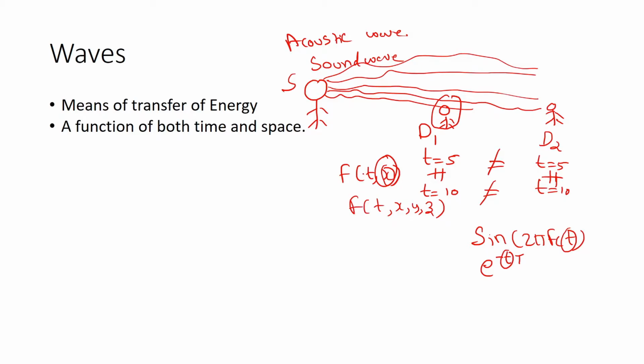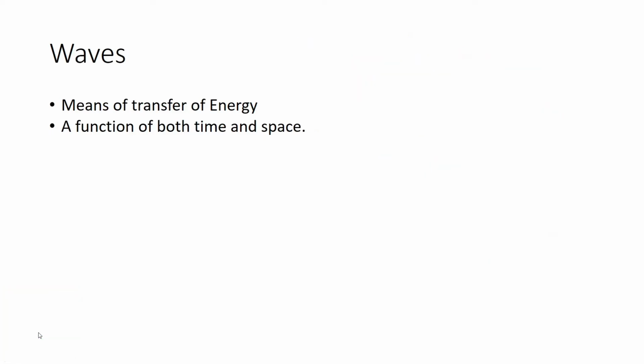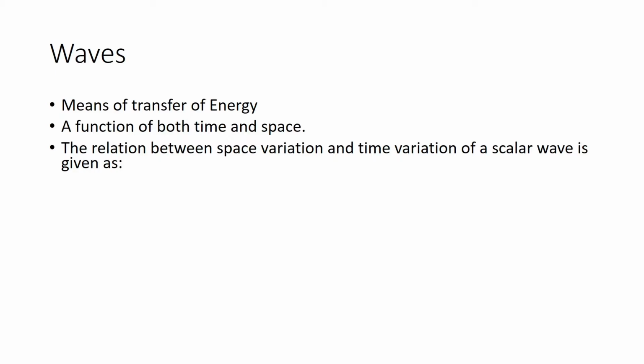That means this wave is going to vary with respect to time and also with respect to space. But the time variations and space variation of a wave are not independent. They are related to each other, and they are related with an equation called the wave equation. The first term in this expression corresponds to the time variation in the scalar quantity S. We are talking about a scalar wave. That means S is a scalar quantity.